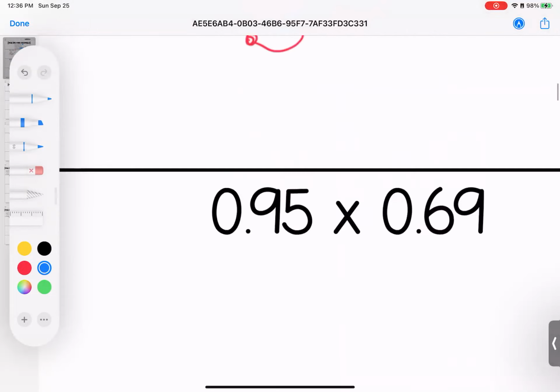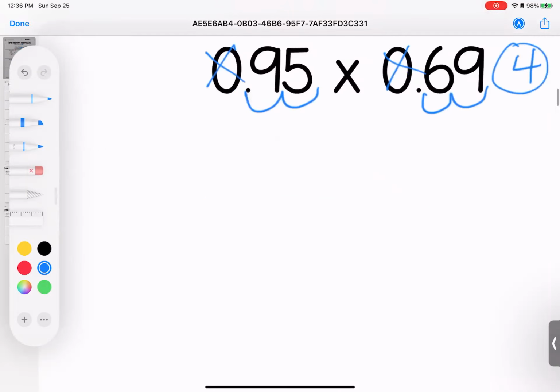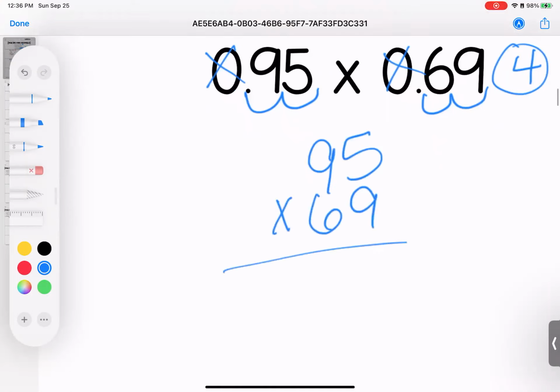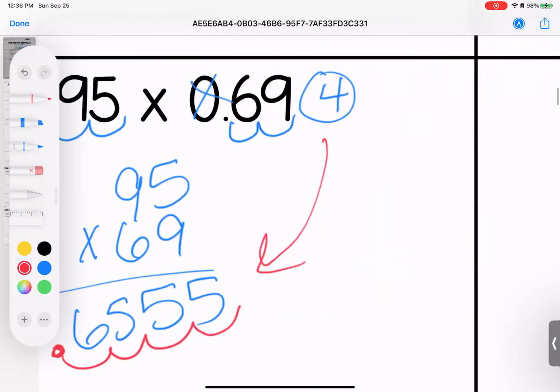2 more for this page, moving right along. Drop our beginning zeros. We don't need them. 1, 2, 3, 4. Multiplying 95 times 69. Getting an answer of 6555. Putting our decimals back in. 1, 2, 3, 4. 6,555 ten thousandths.